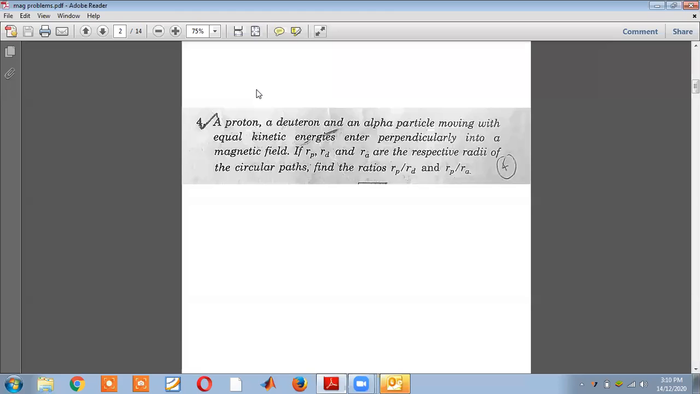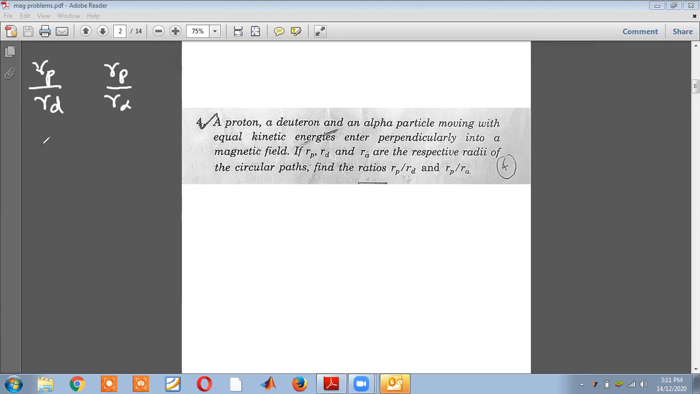A proton, a deuteron, and an alpha particle moving with equal kinetic energies enter perpendicularly into a magnetic field. If Rp, Rd, and R alpha are the respective radii of the circular paths, find the ratio of Rp by Rd and Rp by R alpha. You know that once any charged particle enters a perpendicular magnetic field, it will take a circular path, because of the Lorentz force law. Then we have to find the ratios of the radii.